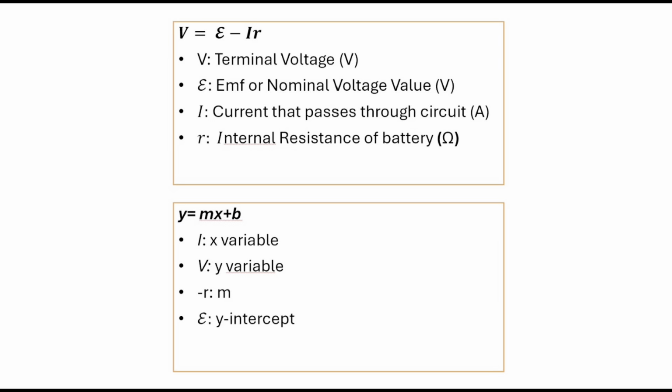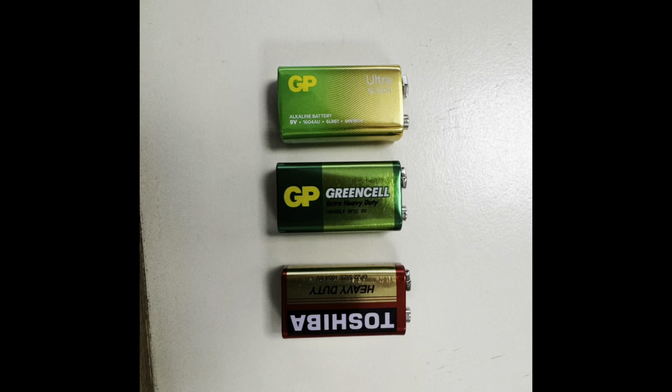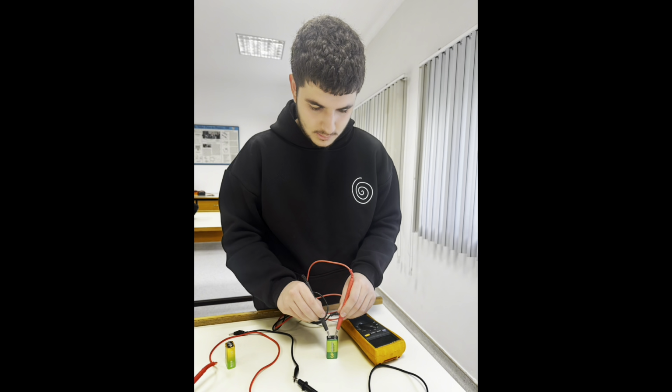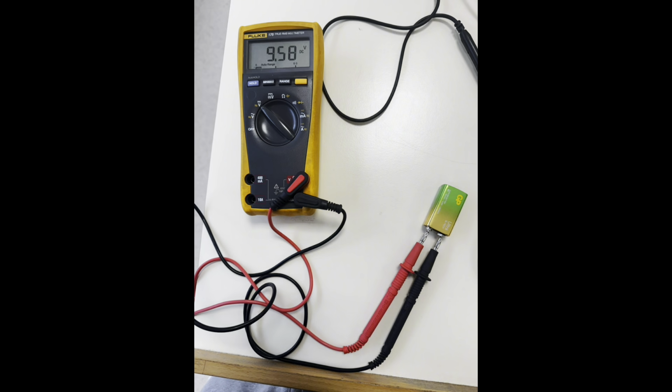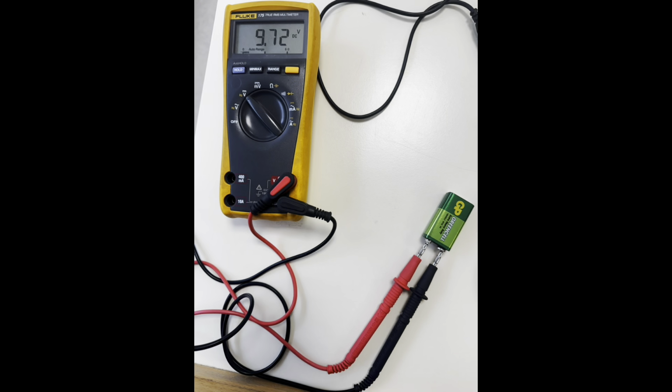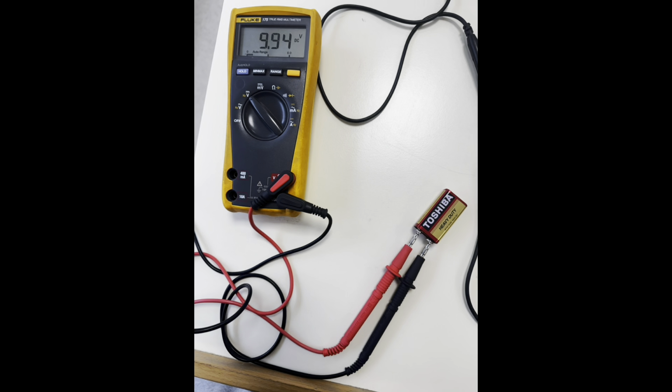Now let's move on to the experimental process. Here we have three different brands of batteries. As a starting point, we are calculating the nominal voltage value for each battery. Calculations show that the alkaline battery had 9.58 volt nominal voltage, the extra heavy duty battery had 9.72 volt nominal voltage, and the heavy duty battery had 9.94 volt nominal voltage.